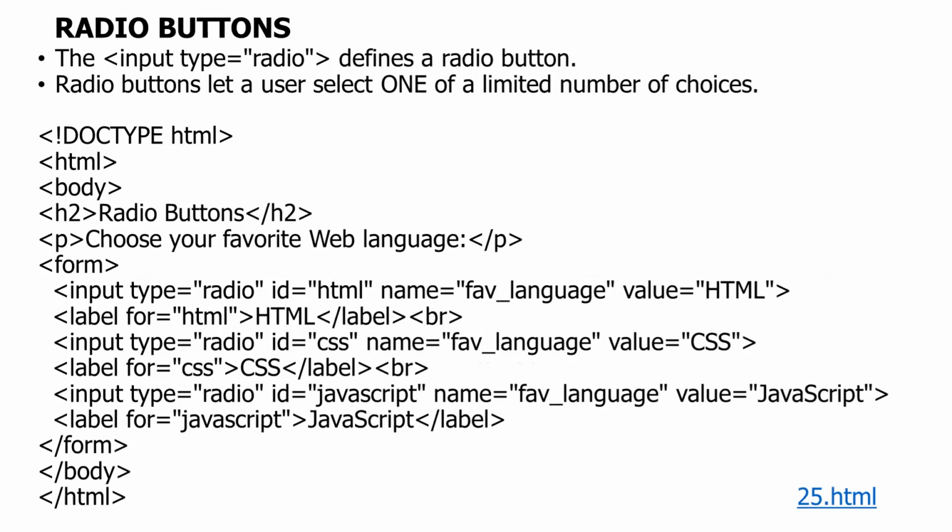Radio button. The input type radio defines a radio button. A radio button lets a user select one of a limited number of choices. Doctype HTML, body, radio buttons, choose your favorite web language. So for input type radio, ID html, name favorite language. Then for input type radio, ID css, name favorite language. And input type radio, ID javascript, name favorite language.